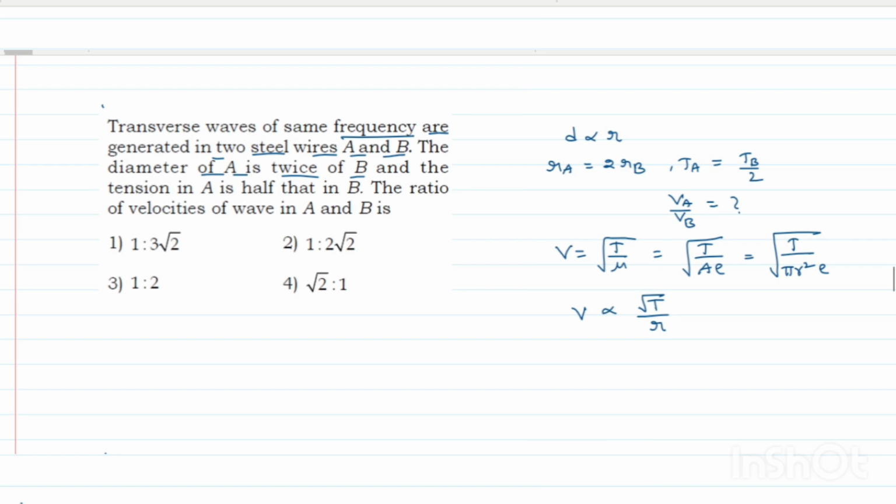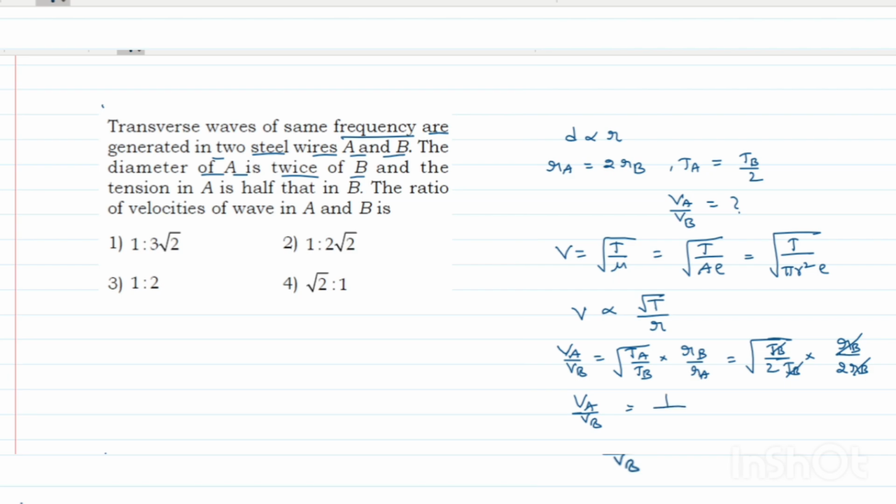Now I just substitute the values. The ratio of the velocity of A to the velocity of B equals root over tension in wire A to tension in wire B, into radius of B by radius of A. Tension in A is TB by 2, so TB by 2 over TB, inside the root, into RB by 2 RB, since the radius of A is twice the radius of B. RB cancels, TB cancels. The velocity of A to the velocity of B is 1 by 2 root 2.